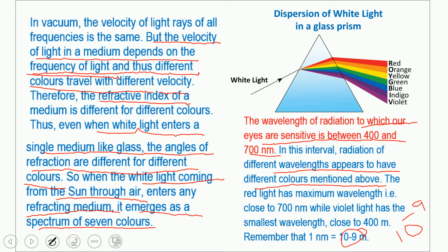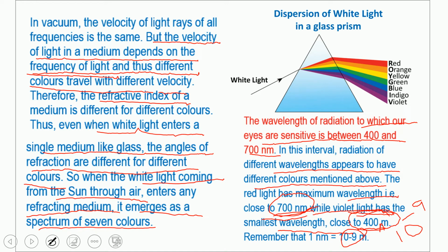So the colors come in between these two wavelengths, 400 and 700 nanometers. The red light has the maximum wavelength, that is 700 nanometers. And the smallest wavelength is of the violet light, that is 400 nanometers. I already explained this earlier. Now, which is the maximum wavelength? The red is having the maximum wavelength, 700 nanometers, and the smallest wavelength is of violet, 400 nanometers.